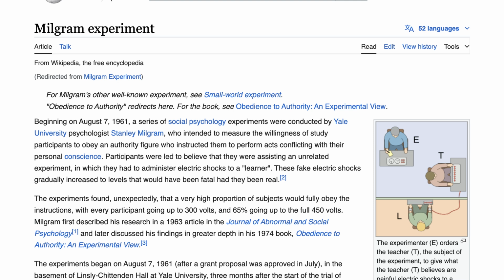While the experiment itself was repeated many times around the globe, with fairly consistent results, both its interpretations as well as its applicability to the Holocaust are disputed.